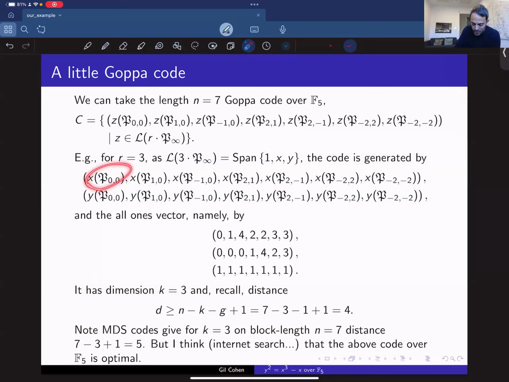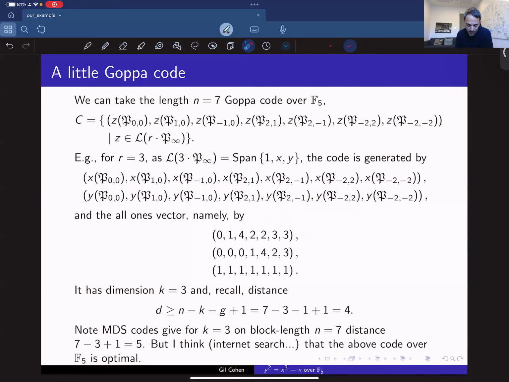And if you do the calculation, you see that this vector corresponds to this vector. This is because x of P(0,0) is 0. I mean, we made sure that the fourth coordinate is exactly what you get when you evaluate x at that point. So x of P(0,0) is 0, and x of P(1,0) is 1, and x of P(minus 1,0) is minus 1, which is 4. If you put minus 1, the identification is weird, so I wrote 4. And similarly, this is why you have a 2 here, and a 2 here, and a 3 here, and a 3 here.